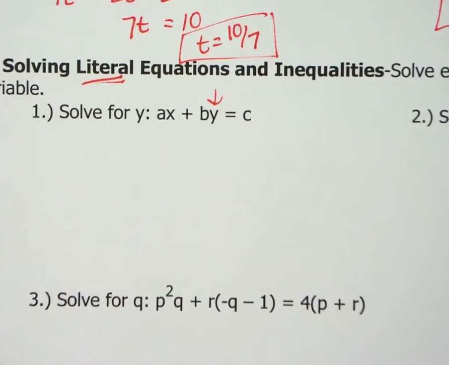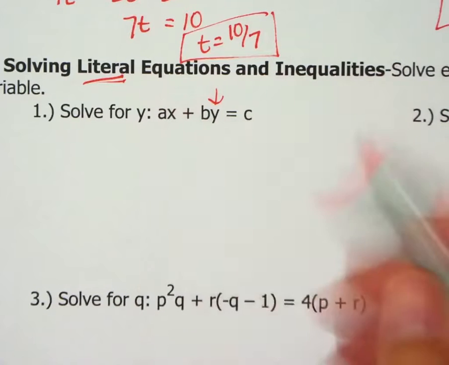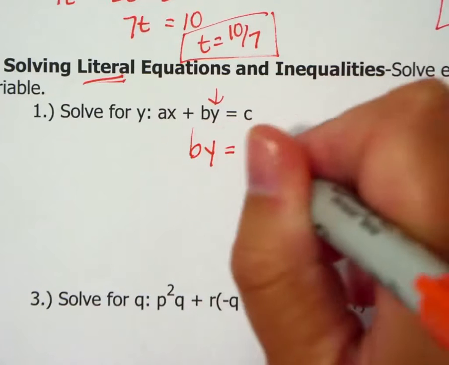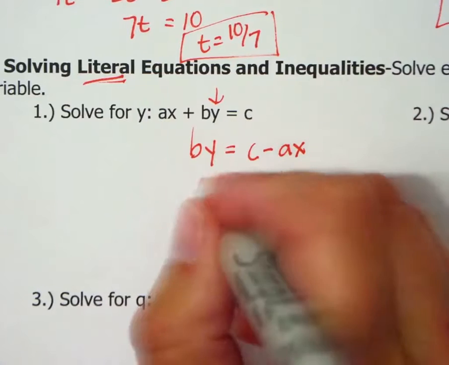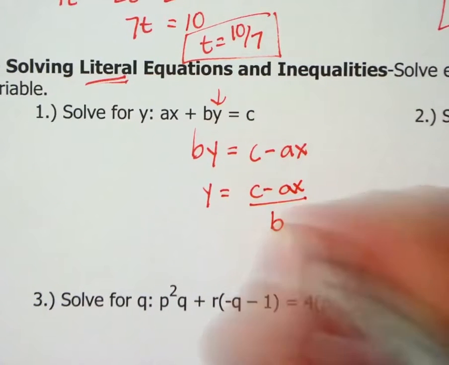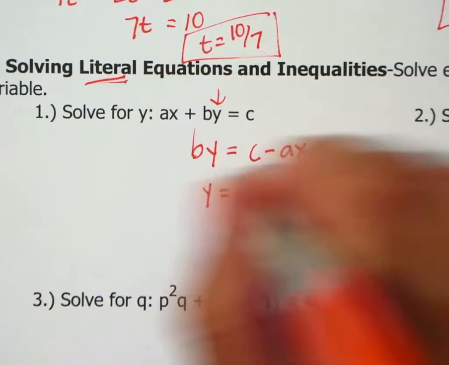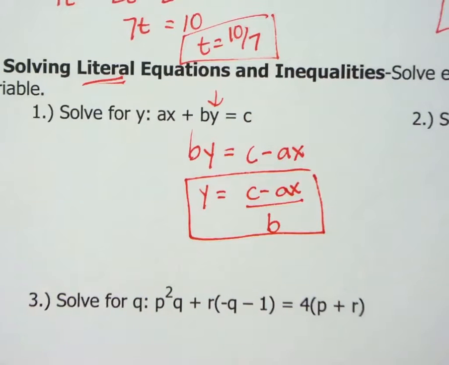So the first thing that we have to do here, we are going to subtract that entire term ax. That leaves me with the term that involves the variable I want isolated. So subtracting ax over gives me c minus ax on the right, by on the other side. And then from there, to get y by itself, I'm just going to divide everything by b. So that gives me the quantity c minus ax all over b. If I have y by itself, I've done what I needed to do.